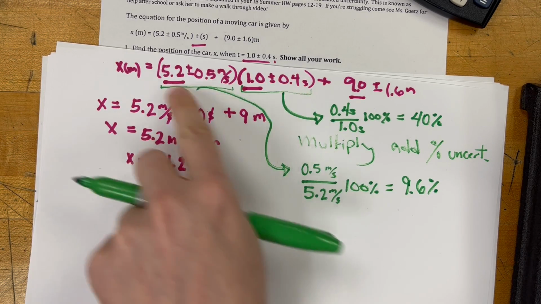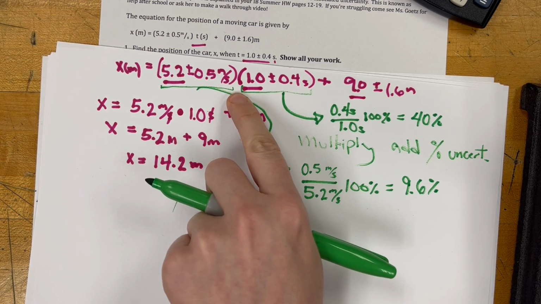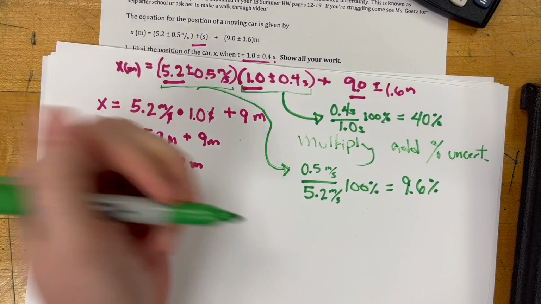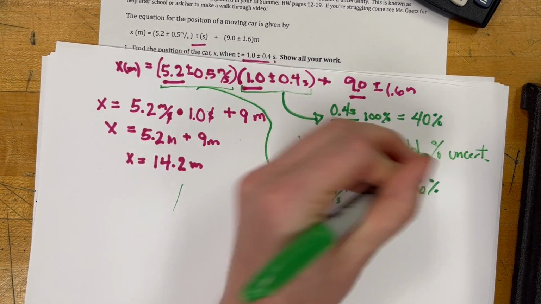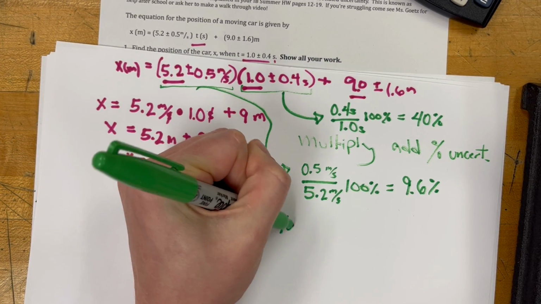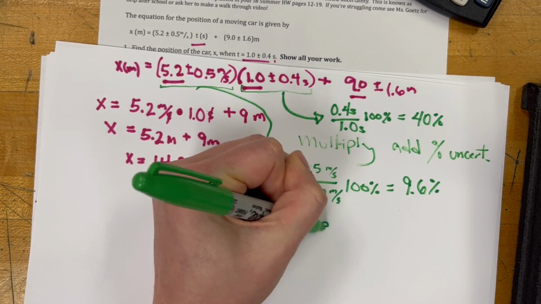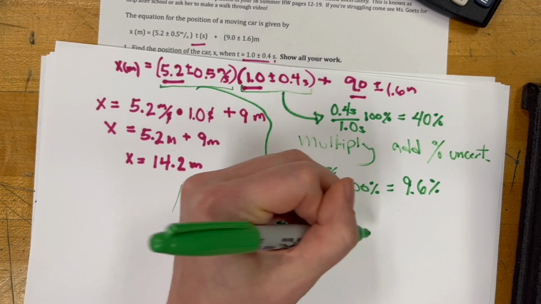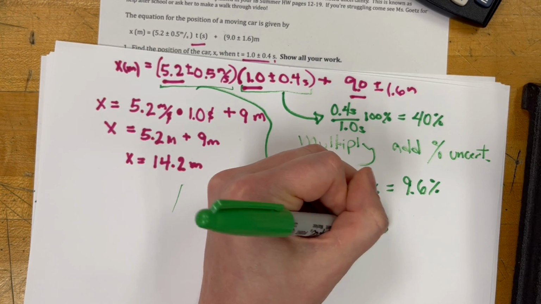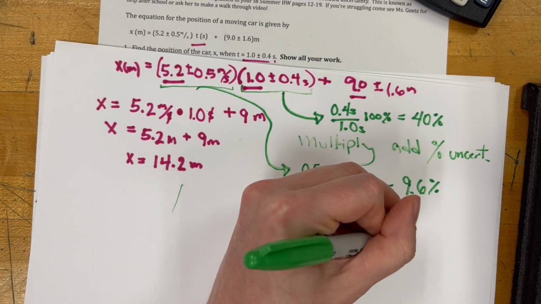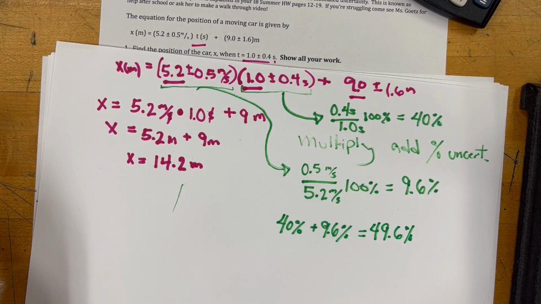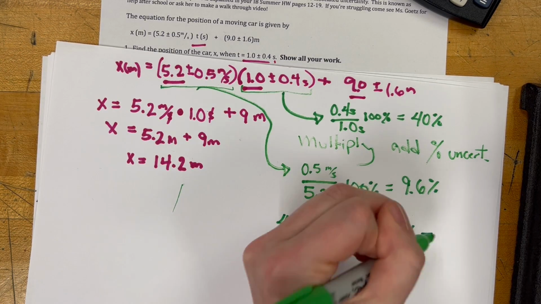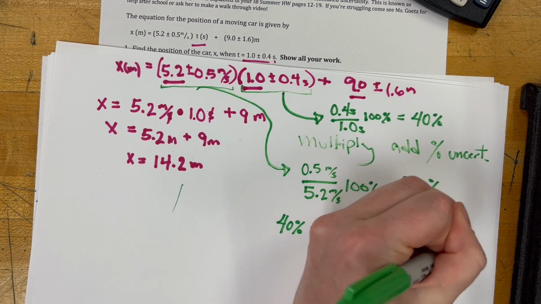So to get the uncertainty for these two numbers multiplied together, I'm going to add those two uncertainties. So when we multiply, we add our percent uncertainties, 40% plus 9.6% gets 49.6%. And that's just way too many sig figs for an uncertainty. So I'm going to round that to 50%.